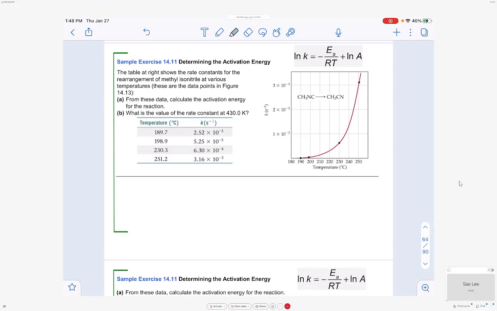Let's solve one practice example. The table at right shows the rate constants for the rearrangement of methyl isonitrile at various temperatures, the first order reaction that we observed previously. Question A is asking, from this data, calculate the activation energy for this reaction.